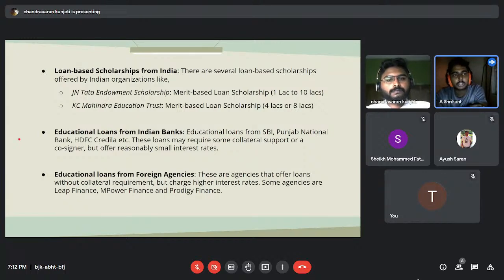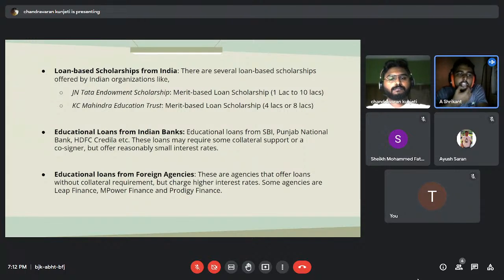And there are other scholarships like the Aga Khan Fellowship, or some other scholarships. You can check on their websites and Google it. But mostly these are loan-based scholarships from India, so you have to repay in the future. But considering the job opportunities in the US, repaying these loan scholarships is not very difficult.